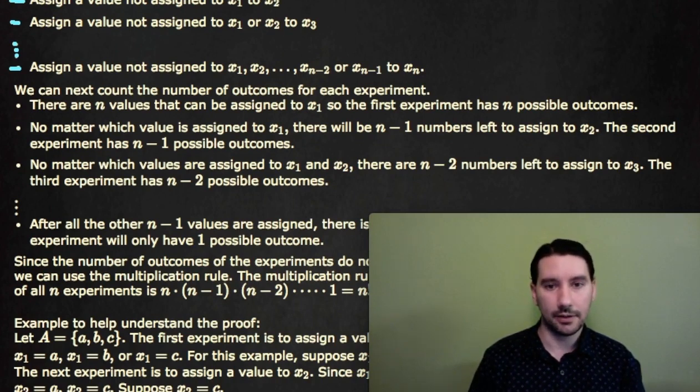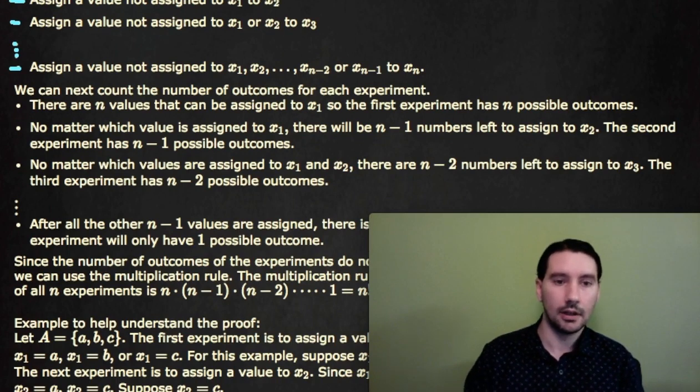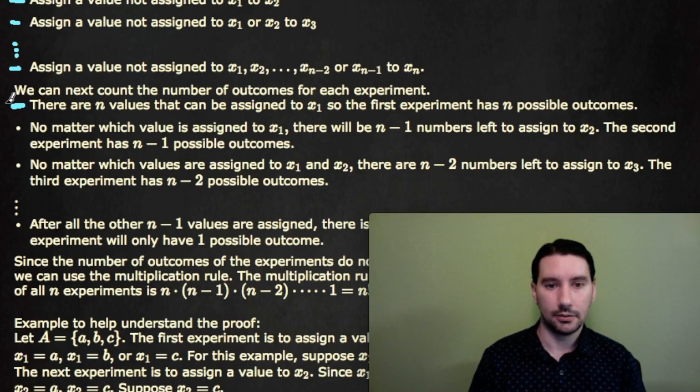Now we can count the number of outcomes for each of these experiments. For the first experiment, we have n values because there are n values in A, and we can take any of them and make that the first element in our permutation. So for x1, there are n possible outcomes. Then, no matter which element we picked to make x1, there are n minus 1 left. Right? So we've used up 1 for x1, and now we're left with n minus 1 numbers left, and we can assign any of those to x2. And so there are n minus 1 possible outcomes for the second experiment.